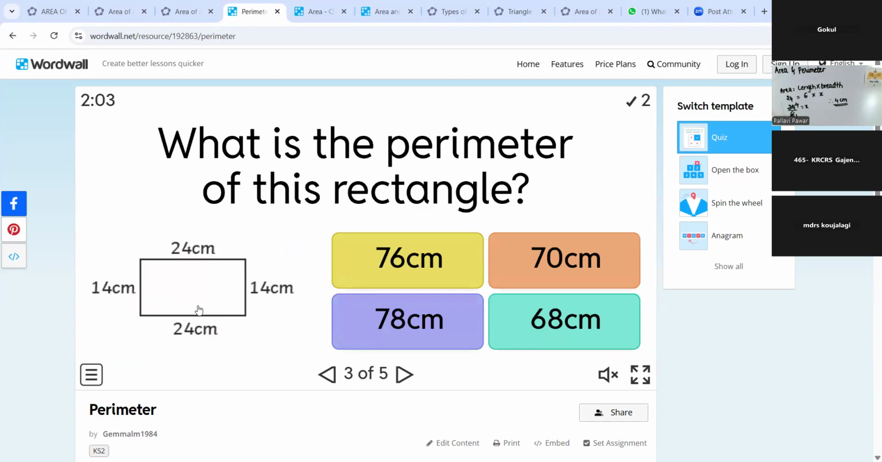Now, the perimeter of this rectangle. So 2 into length plus breadth. Use this formula and try to solve. Quickly, come on, give me the answers. 2 into length plus breadth. You can also unmute yourself, kids. Unmute yourself, do the calculations and let me know your answers. Come on, try to do it. 2 into length plus breadth.